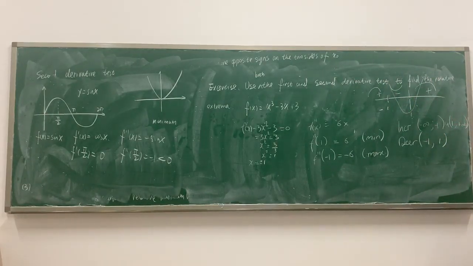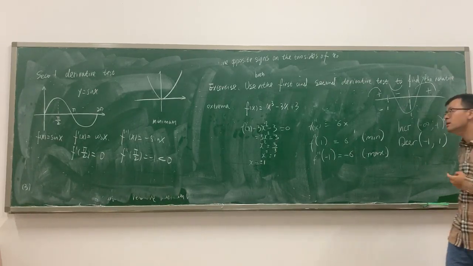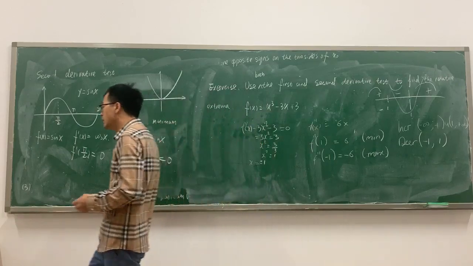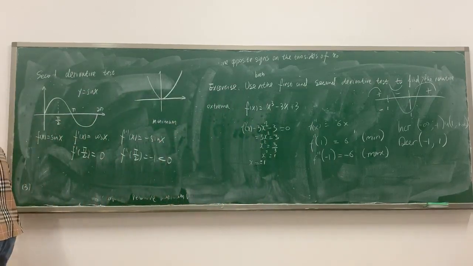So I think that this is the end of this section. In this section, we introduced the critical points, the first derivative test, and the second derivative test. So this is the end of section 5.2.